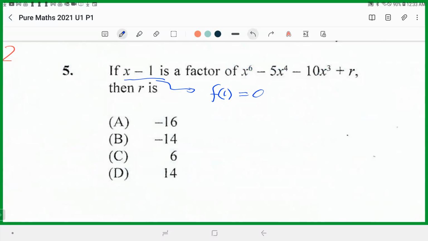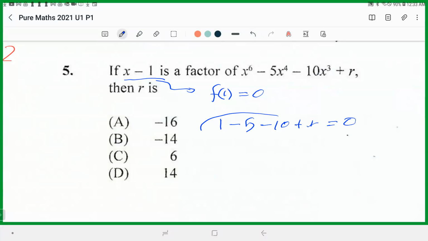And I'll put the result equal to 0. So this x to the 6th power becomes 1 minus. This also becomes 5. 1 to the 4th power is 1. This becomes 5 minus. This also becomes 1. So that is 10 plus the r is equal to 0.